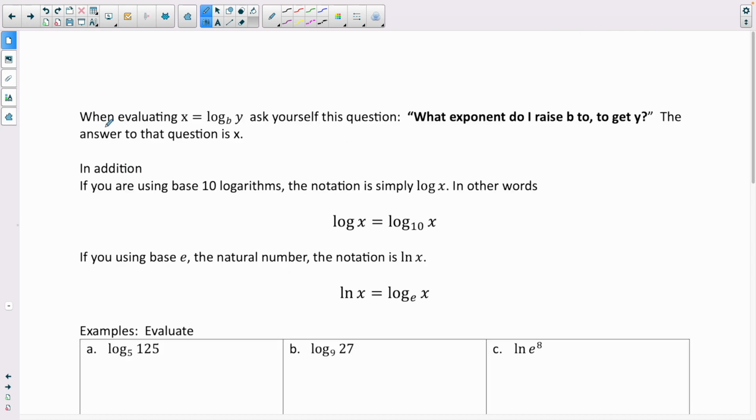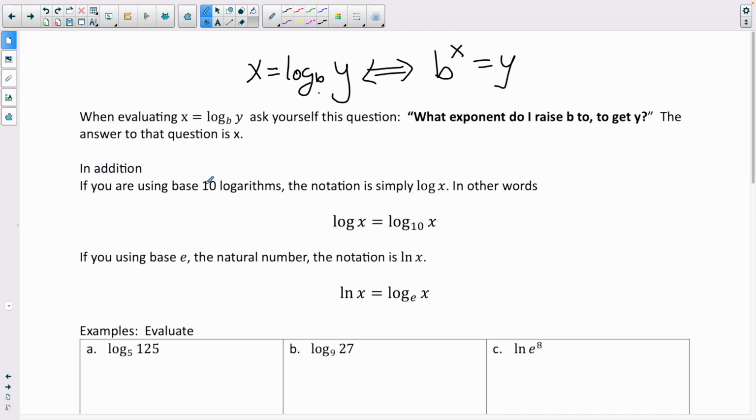So when you start talking about logarithms, when we're evaluating x equals log base b of y, the question you ask yourself is, what exponent do I raise the base, b, to get y? So what exponent do I raise b to get y? And the answer to this question is x. And if we go back to what we were looking at before, x equals log base b of y has the same meaning as b to the x equals y. So what do I raise my base to get y, to get my argument y?